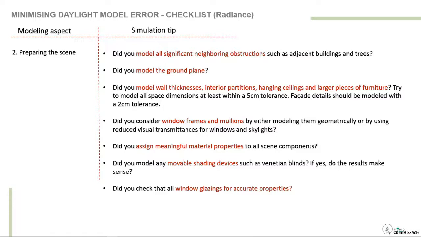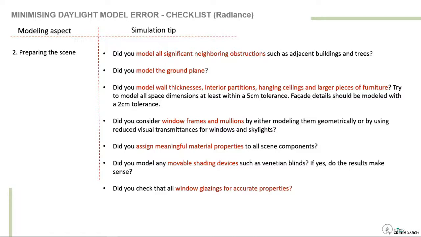Okay, so it is very important to understand, for a daylighting model, you need to model the wall thickness, interior partitions, hanging ceilings, and large pieces of furniture. Then you should also model the window frames if it is acceptable, if you have the data of the windows and the reflectance of these properties and all these things.